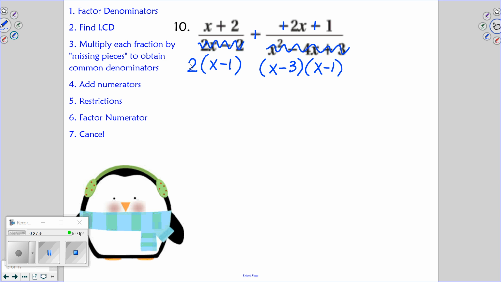So we already did step 1, factor denominators. LCD, common denominator. Take a minute, write it down. Don't say it out loud. Write it down.